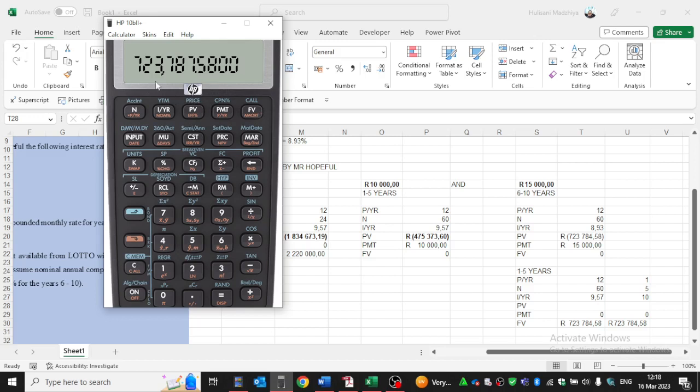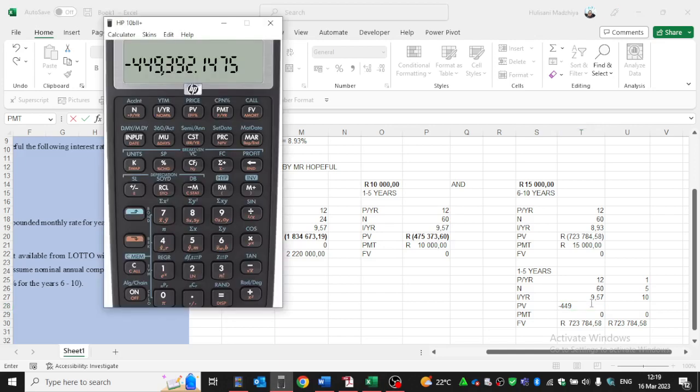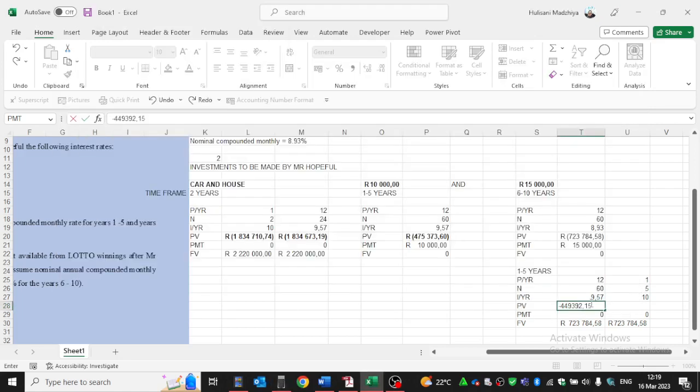So this is the future value that he needs to have at the end of 5 years to allow him to withdraw 6,000 starting from the end of each month of year 6 going forward. So therefore the present value for this will be 449,392.15 cents. So this is the amount that he needs to invest today, so that by the end of the 5th year he will be having how much?